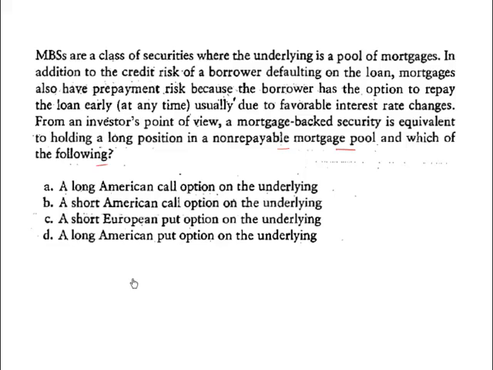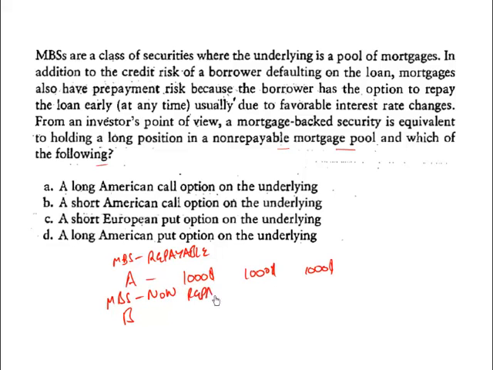So if I own two bonds, bond A is a mortgage-backed security which is repayable, that is, prepayments can happen. And on this security, $1,000 is expected every month. Security B is also a mortgage-backed security but non-repayable. And on this also, the expected payments are $1,000. Now, from the perspective of the bank who is holding these mortgages, the bank is holding the mortgages because the bank is going to be receiving the payments.